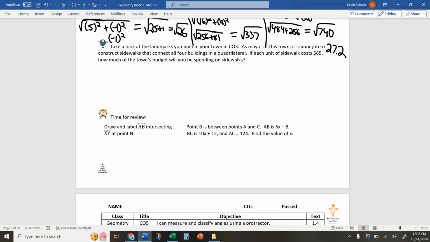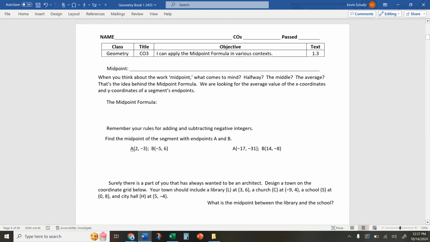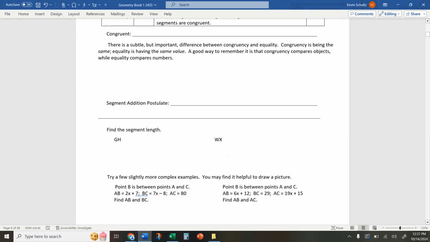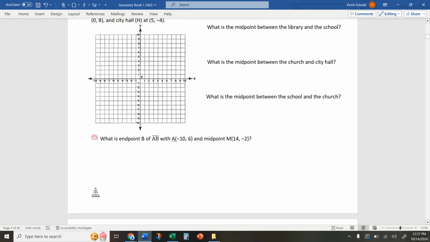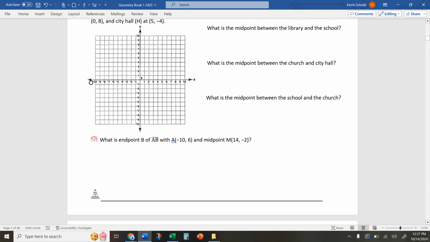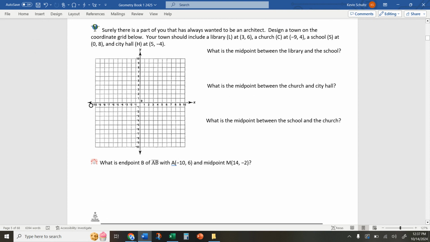So essentially, what I'm asking you to do here is go back to CO3, where you found the midpoints between these. Now I'm asking you to find the distance. So you already have the points plotted. The ordered pairs for those points are here. Let me just put them back up here so we can all see. So we have 3, 6 right there. We have negative 9, 4 right there. 0, 8 is there, and 5, negative 4 is here.